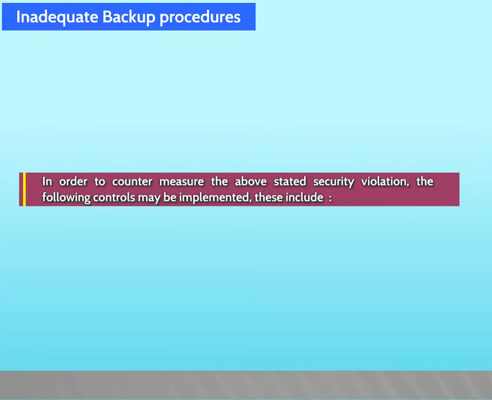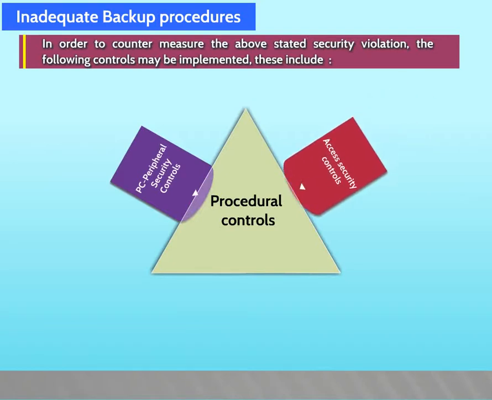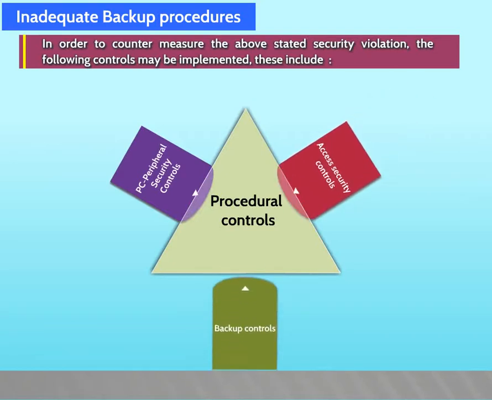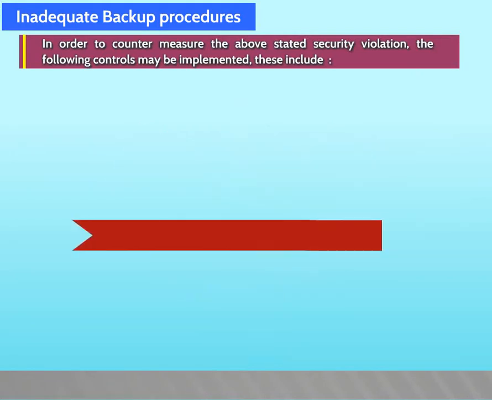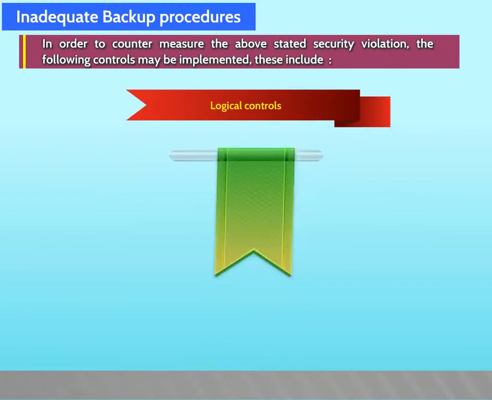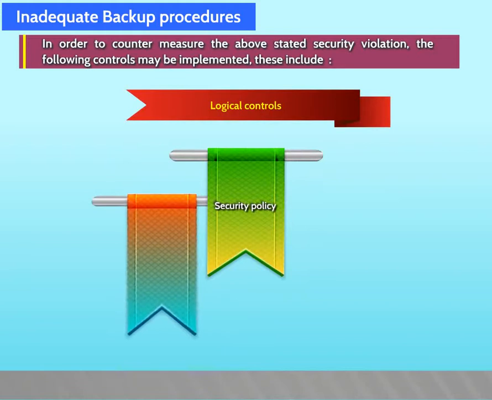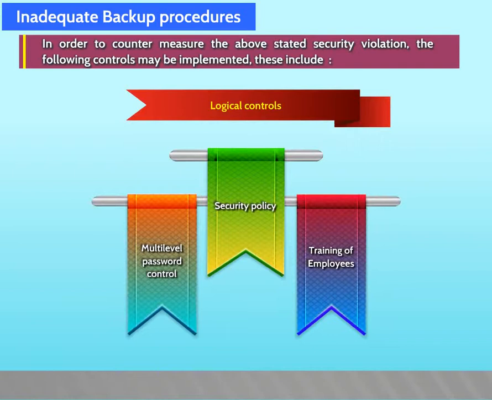In order to counter the above stated security violations, the following controls may be implemented. These include procedural controls, PC peripheral security controls, access security controls, backup controls, logical controls, security policy, multi-level password control, training of employees.